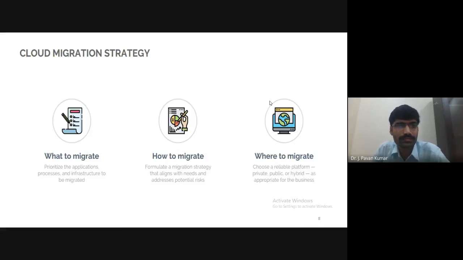Next, of course, these we have covered: what to migrate, how to migrate, where to migrate. What to migrate, in the sense, is to prioritize the applications, processes, and infrastructure to be migrated. First, these are the things that we have to migrate; like that, we have to identify. Next, how to migrate, in the sense, we have to frame a migration strategy, which we will see. Then, where to migrate, in the sense, whether it is private cloud, public cloud, or hybrid cloud, that we have to see. This is about where to migrate. Now we will see the process of how to migrate.